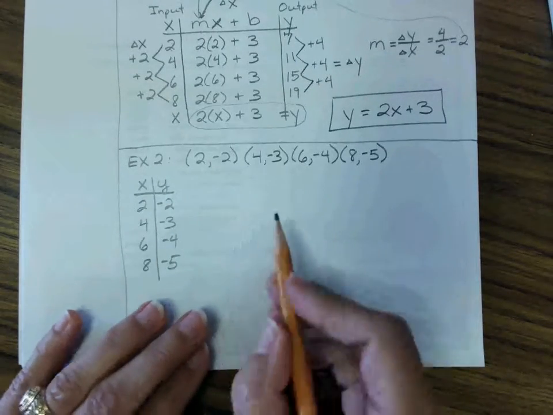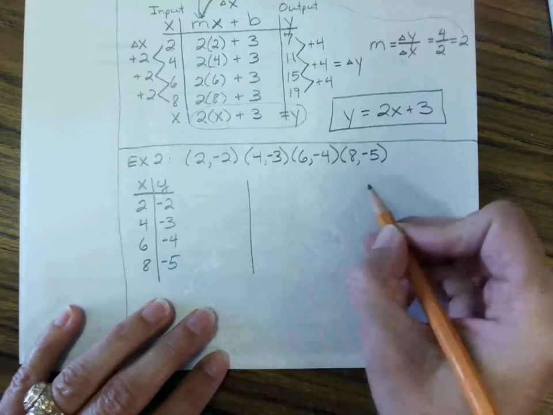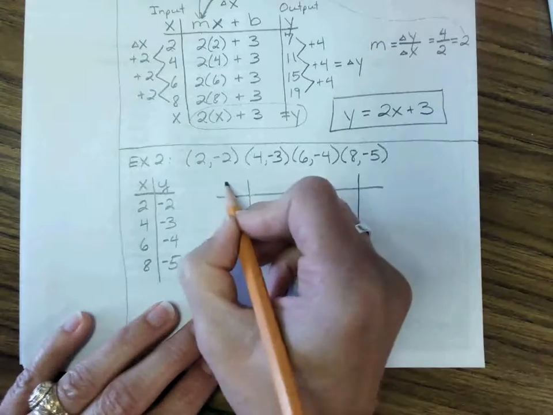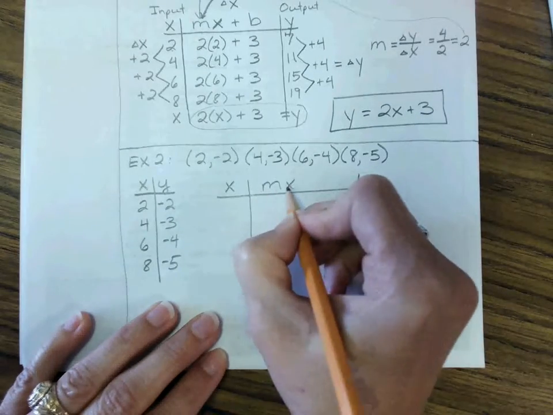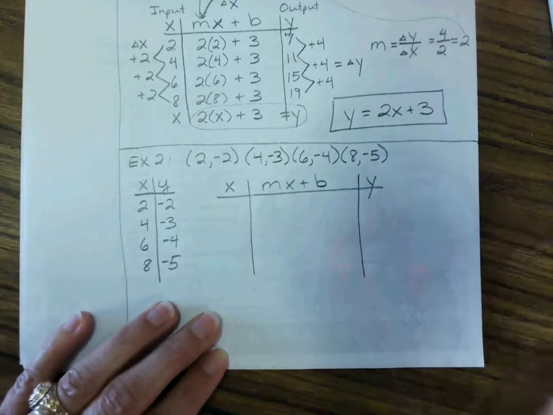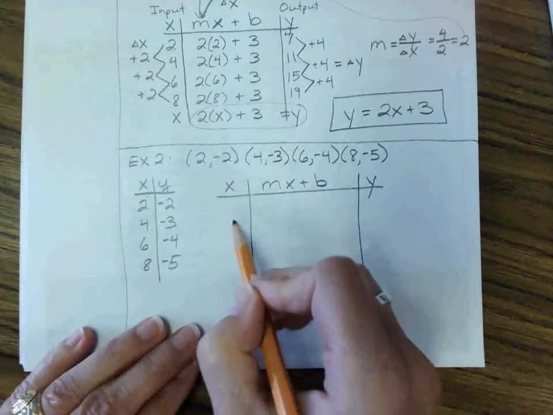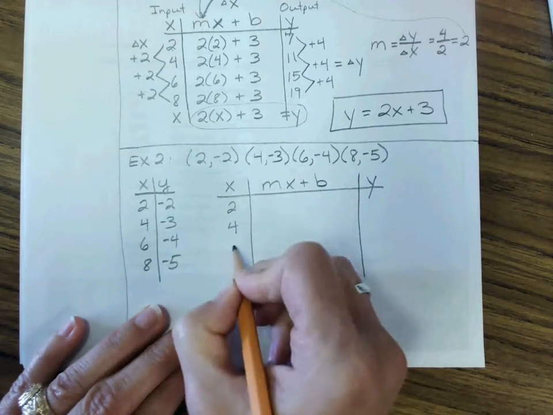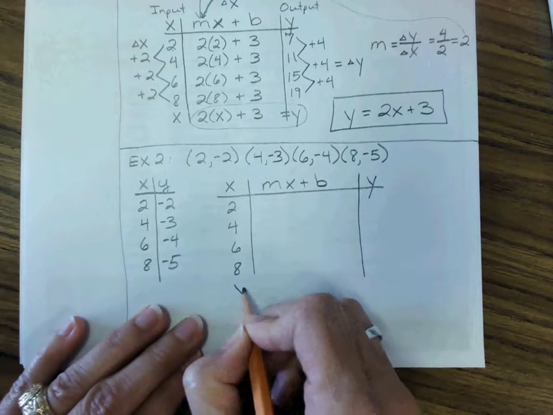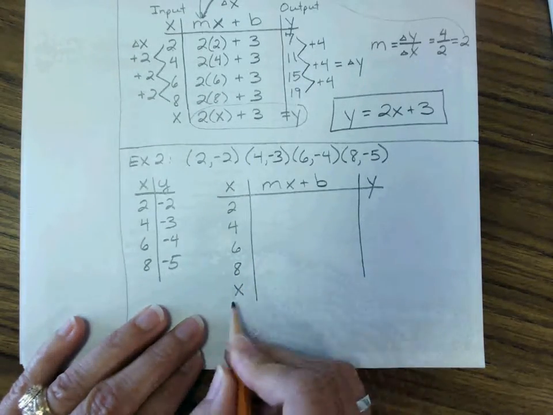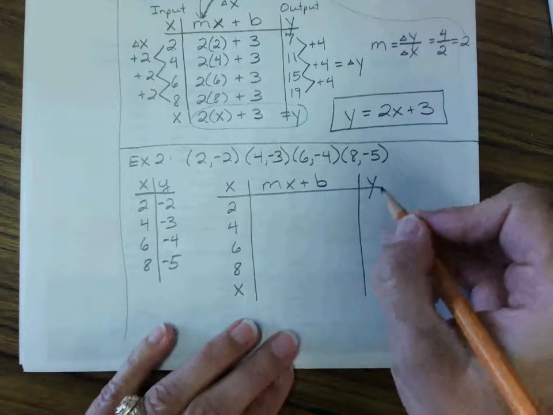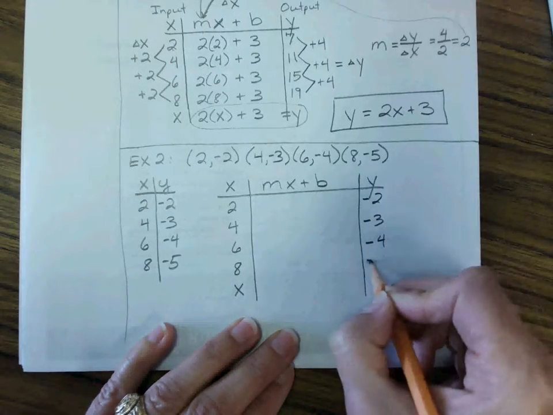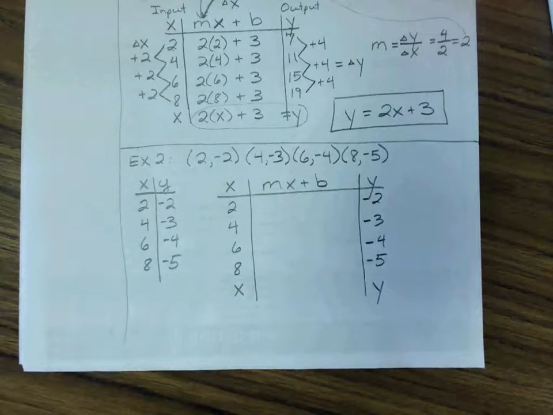So now let's go ahead and do our 3-column process chart. Okay, so I'm going to draw another table, but it's going to be wider. Title this column X, this one is MX plus B, and this one is Y. So let's go ahead and put in our X values and put in our Y values. So you go ahead and do that, and I will do the same. I have 2, 4, 6, 8, and the only thing I'm going to add down here, remember, is a generic X at the bottom. Then my Y values, I have negative 2, negative 3, negative 4, negative 5.